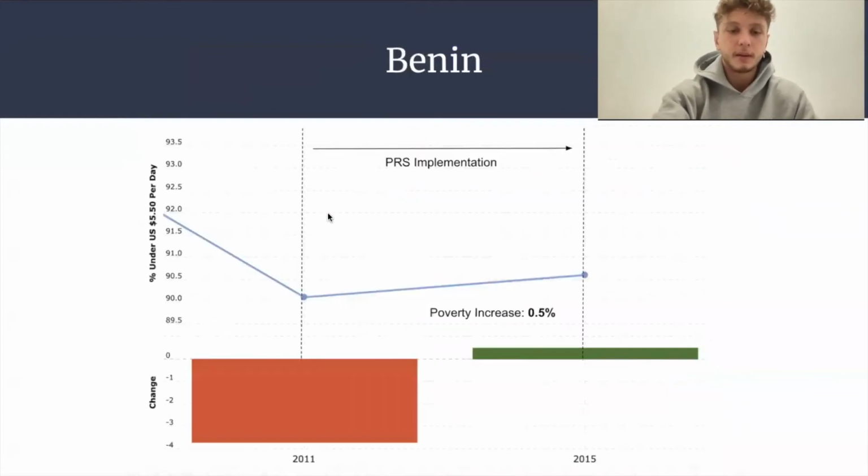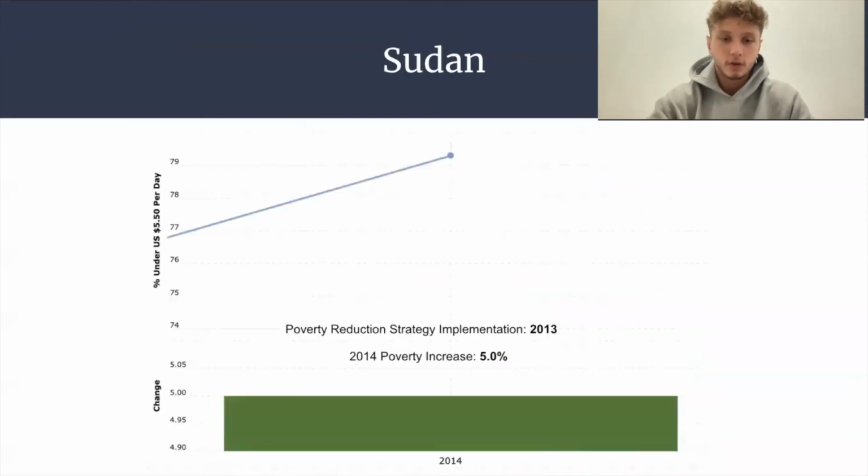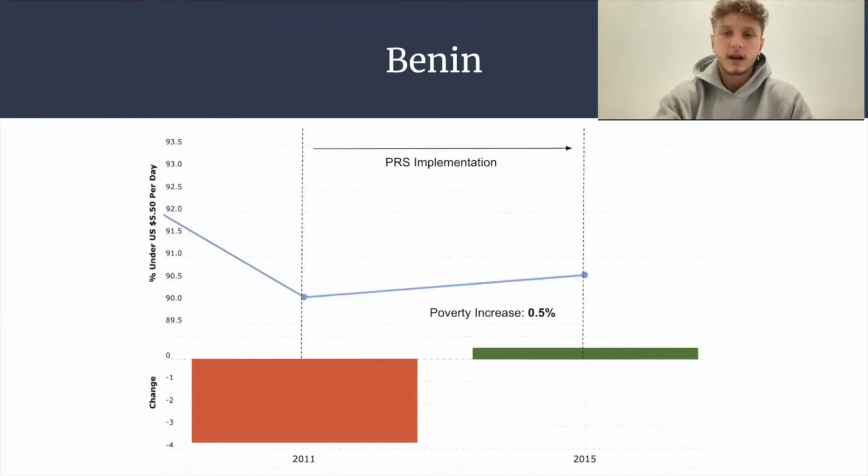Furthermore, Sudan published and implemented their poverty reduction strategy papers in October of 2013. Yet the following year saw an increase of 5% in the poverty rates, according to the World Bank. Lastly, Benin implemented the poverty reduction strategy, dubbed the Growth and Poverty Reduction Strategy, or the GPRS, also progressively from 2011 to 2015. And similarly to Yemen and Sudan, they experienced a 0.5% increase in poverty rates in 2015.